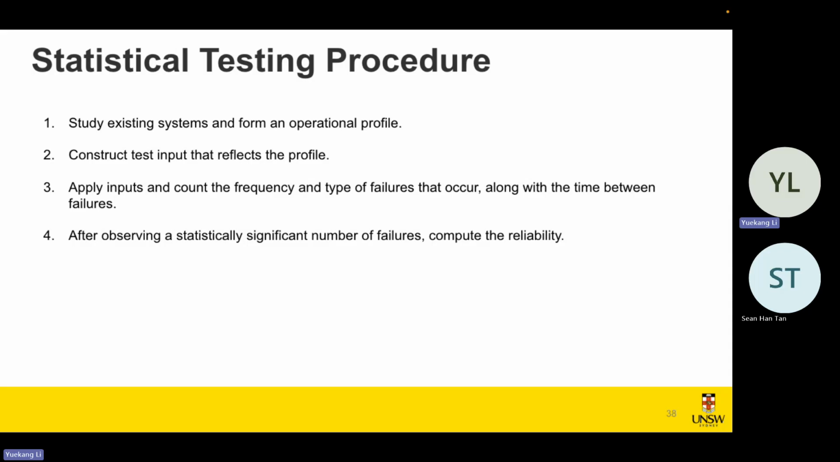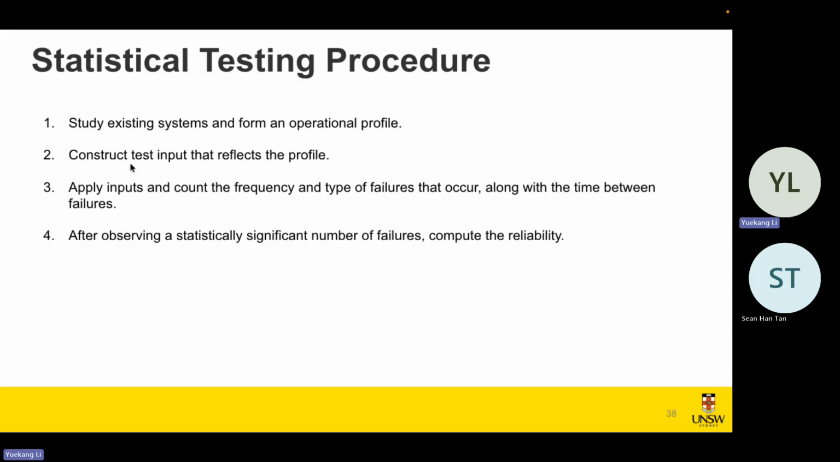So this is operational profile, and this is a normal procedure of doing statistical testing. It combines everything together into a process. We first form this operational profile, either by simulating the users or collecting real usage data from users. Then we construct test inputs that reflect the profile, because this profile tells us the likelihood of some feature being used by a user. So we construct test inputs according to this probability.